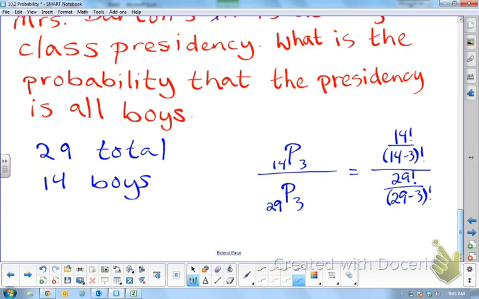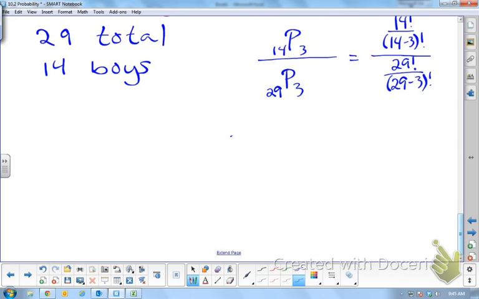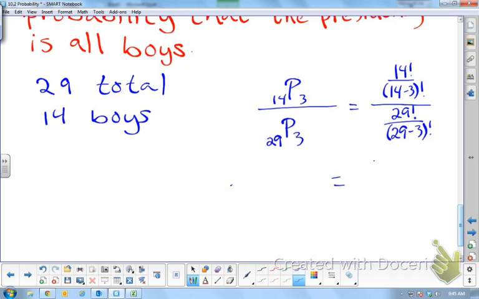On the assignment, there's only one question like this. Most of the questions are the easy division. There's only one question that will involve our permutations or combinations. So we did our subtraction first. We have 14 factorial over 11 factorial divided by 29 factorial over 26 factorial.